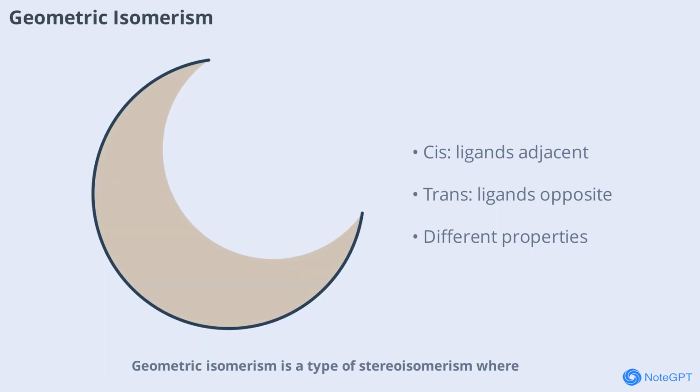Geometric isomerism is a type of stereoisomerism where ligands occupy different positions around the central metal. In square planar and octahedral complexes, ligands can be arranged cis, adjacent, or trans, opposite. For example, in Pt(NH3)2Cl2, the cis and trans forms have different chemical and biological properties.